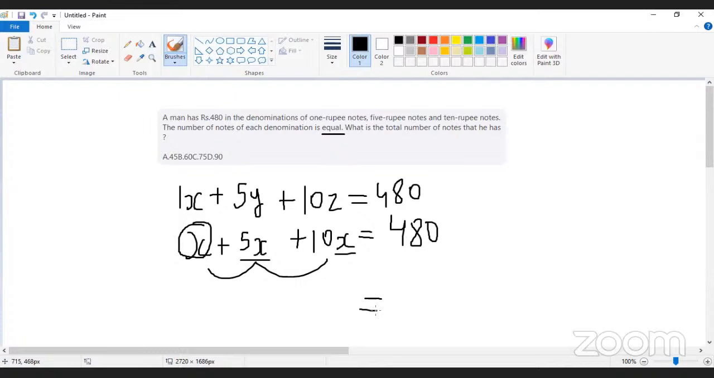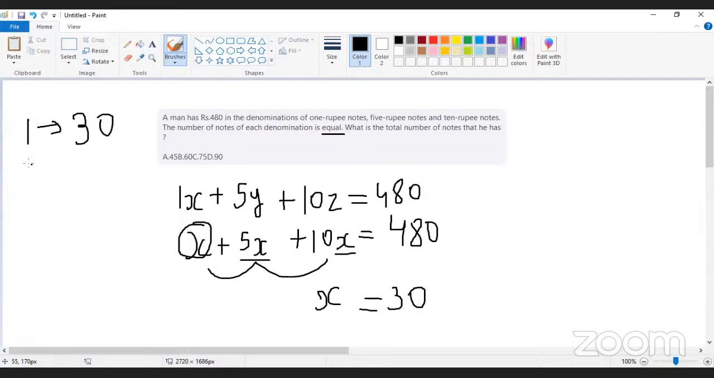Yes, sir. Okay, done. Now how many notes are needed? In this case, I would add them and divide. So how much do you get? 480 divided by 16, if I'm not wrong. Yes, are you getting it? Yes, sir. So what is the X value? 30, sir. So I will take 1 rupee notes, there are 30.